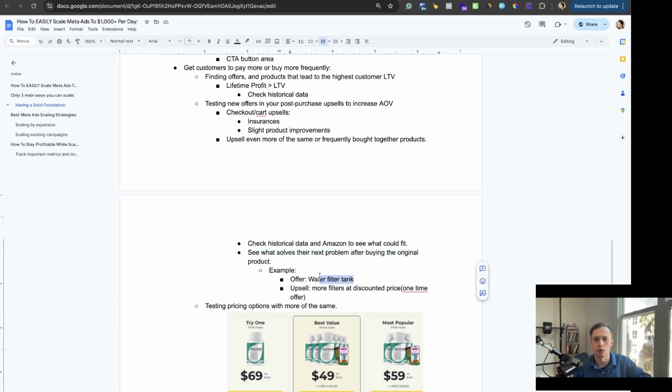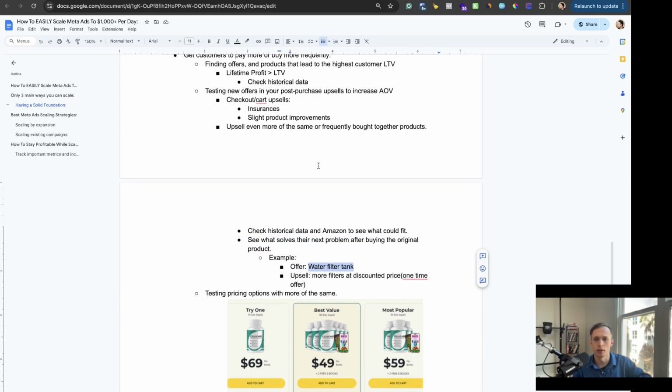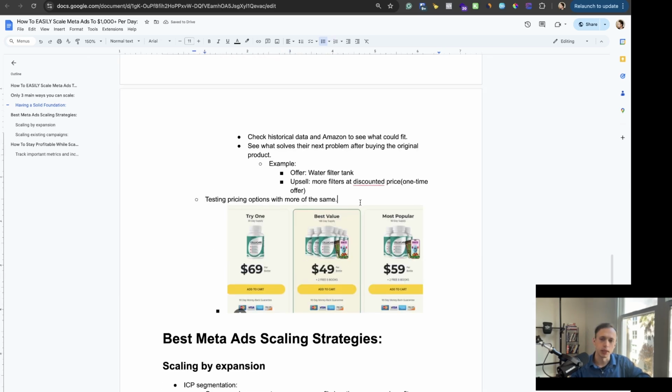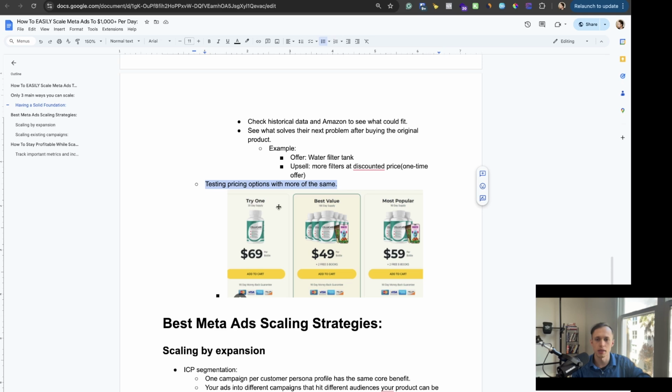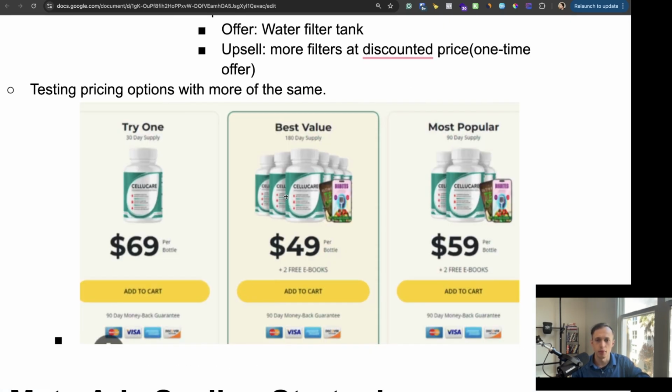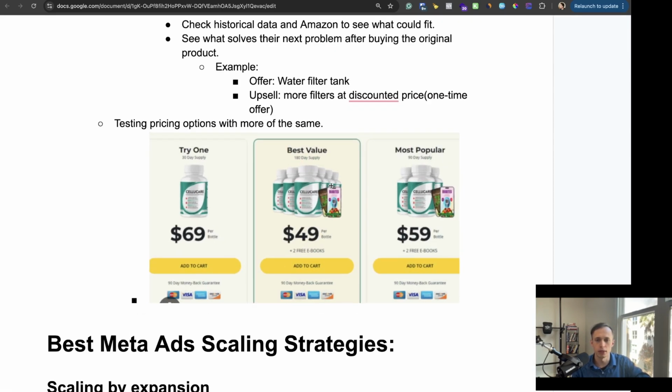So for example, let's say you buy a water filter tank. The upsell could be more filters at a discounted price, like a special offer. Then, let's say you have a product that's consumable. You can test different pricing options. Here, for example, is classic supplement pricing, and it also works with software and things like that. You can give them a better deal if they buy more, and that increases your average order value because they think, okay, this is a much better deal. This is also framed as per-bottle pricing.